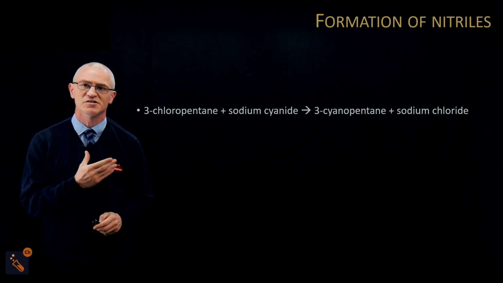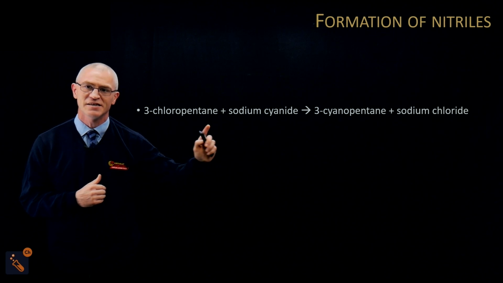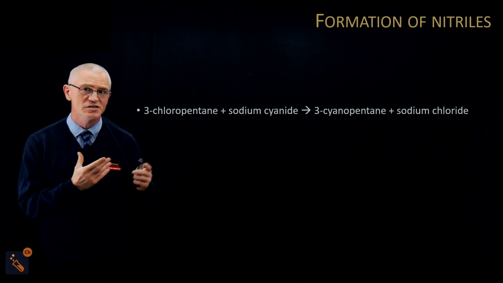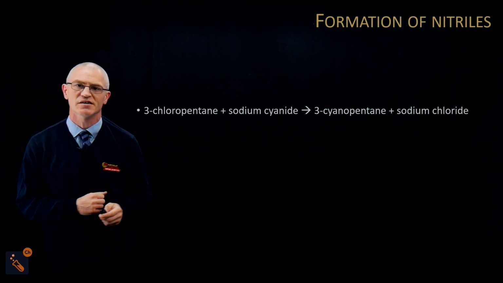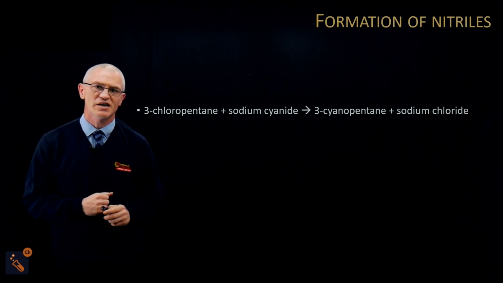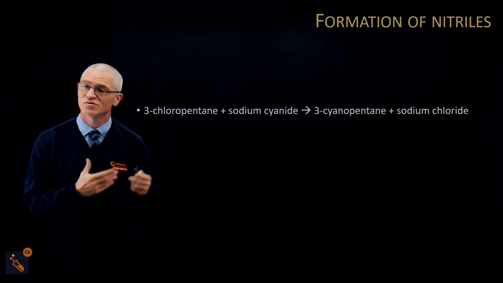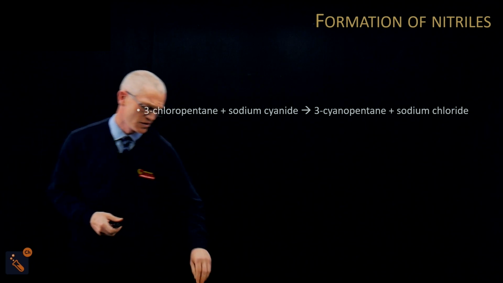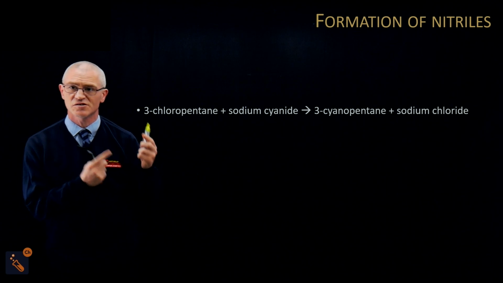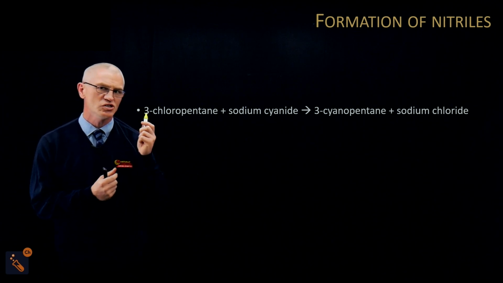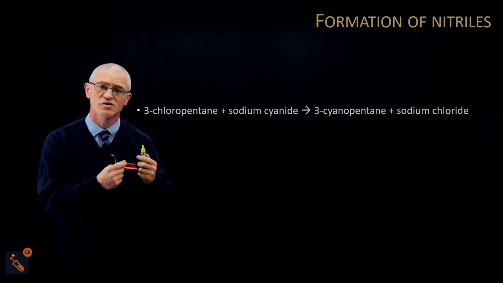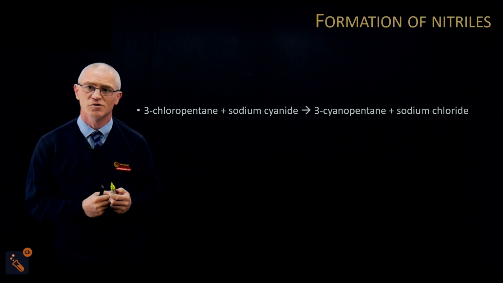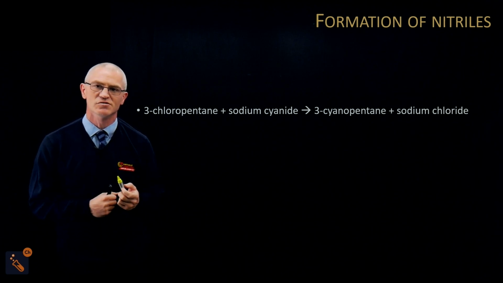So let's have a look at an example. 3-chloropentane plus sodium cyanide. We've included the sodium this time just in case you ever get that example. And you've got that making 3-cyanopentane, which can also be called pentane nitrile, plus sodium chloride. Now if we draw this out, this is a good time, so if you're looking at the video, why don't you try and draw this out in structural formula, in skeletal formula to get that practice, and then I'll show you how to do it.